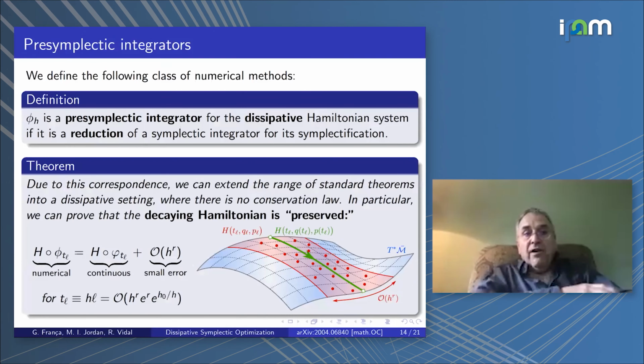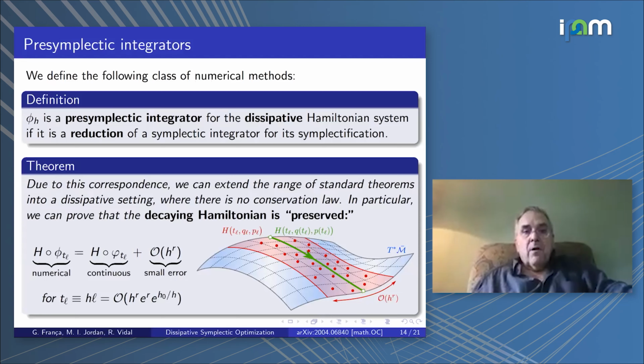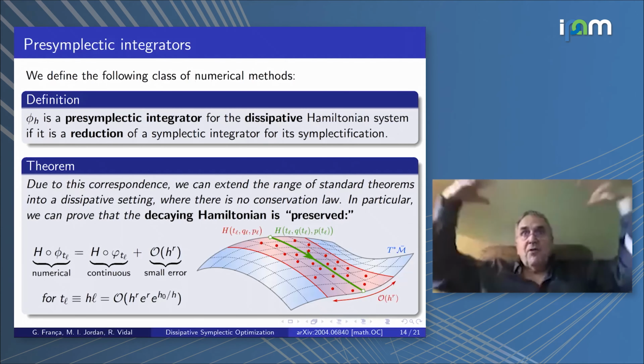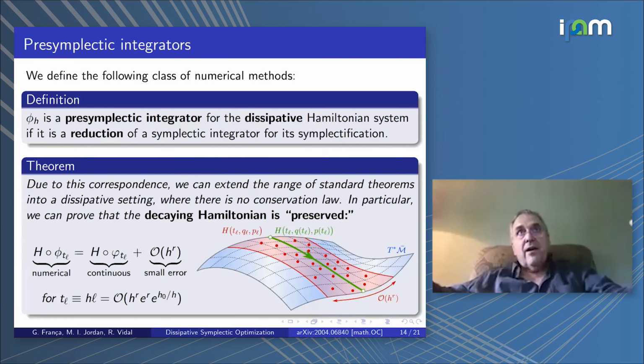All right, so now we're going to define the notion of a presymplectic integrator, which is an integrator for a dissipative system, and it's just gotten by taking a reduction of the symplectic integrator for the symplectification. So you go up to the bigger world, you do a gauge fixing, you define a symplectic integrator there, and then you just express this in terms of the variables of your dissipative system. Okay. All right. So with all that set up, we can now do some theory.